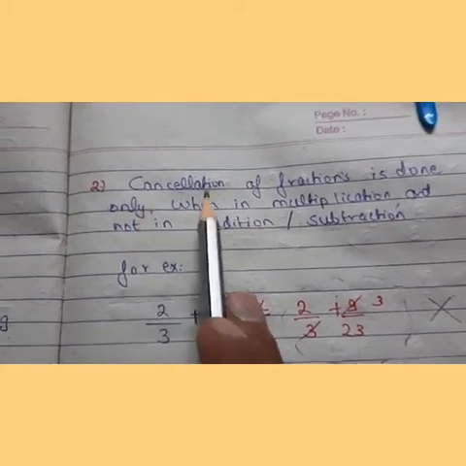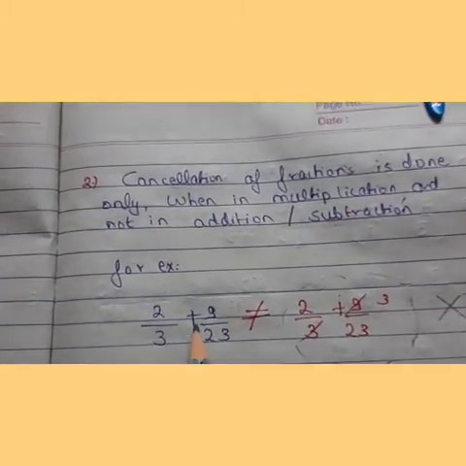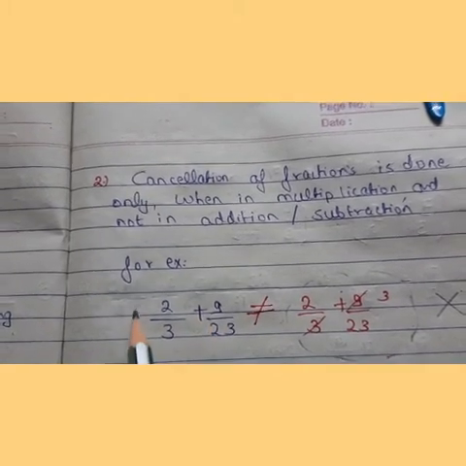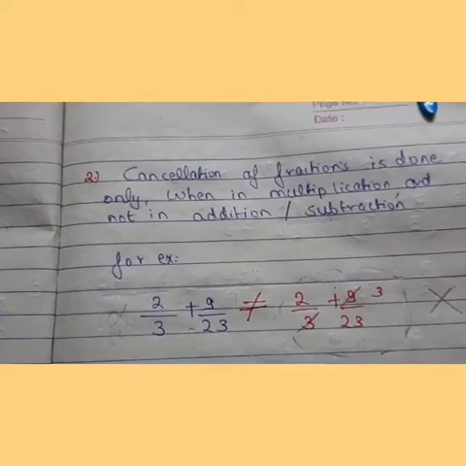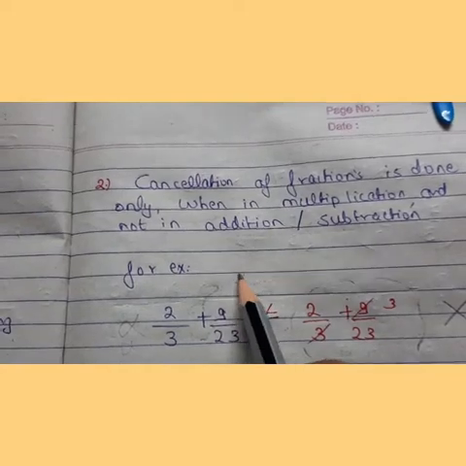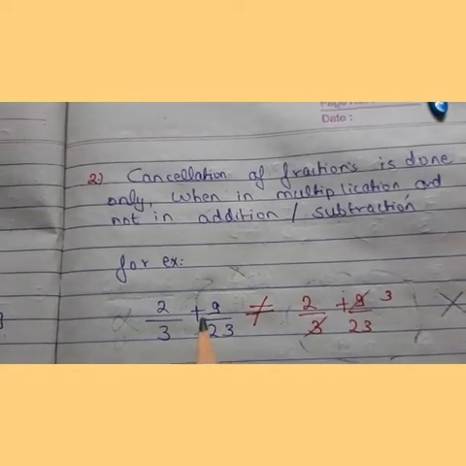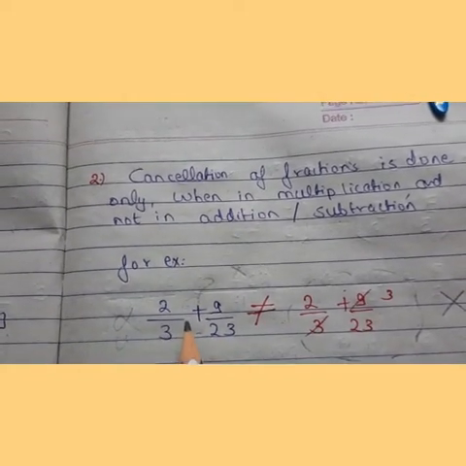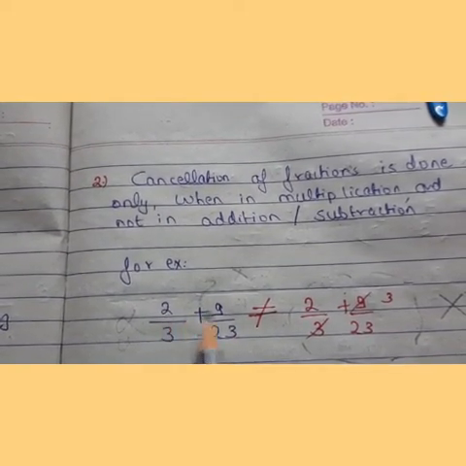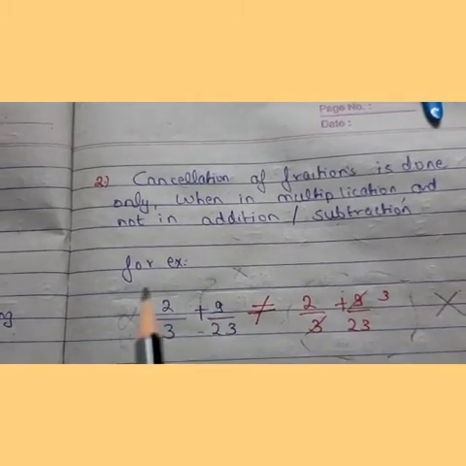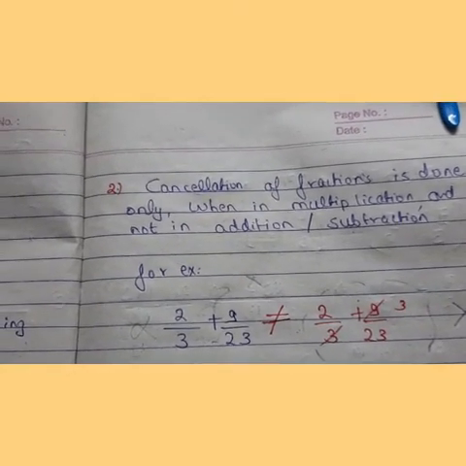So what does the rule say? That cancellation of fractions is done only when in multiplication and not in addition or subtraction. Like there is sign of addition between two fractions, the cancellation cannot be done. If it would have been sign of subtraction, the cancellation could not have been done. But if the sign would have been of multiplication, then we could have done the cancellation. So always remember that when any two fractions they are in multiplication form, that is, any mathematical operator of multiplication is present between the two fractions, then only cancellation is allowed, or else cancellation is not allowed.